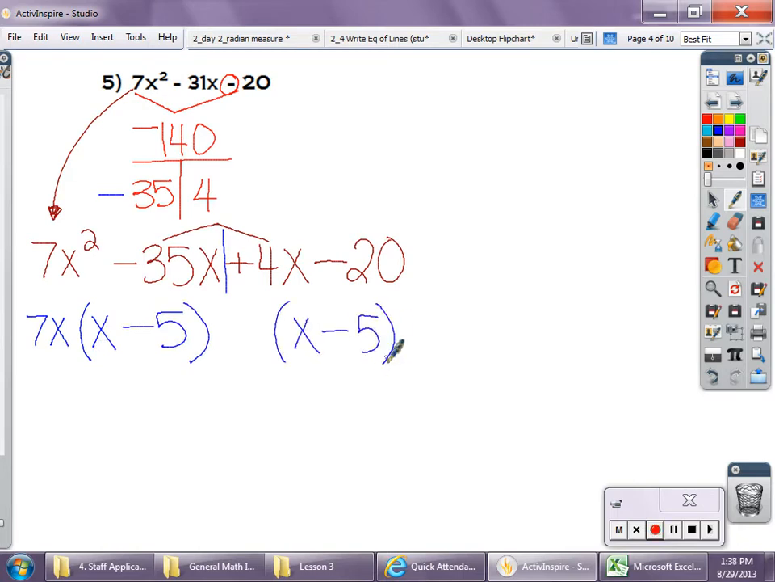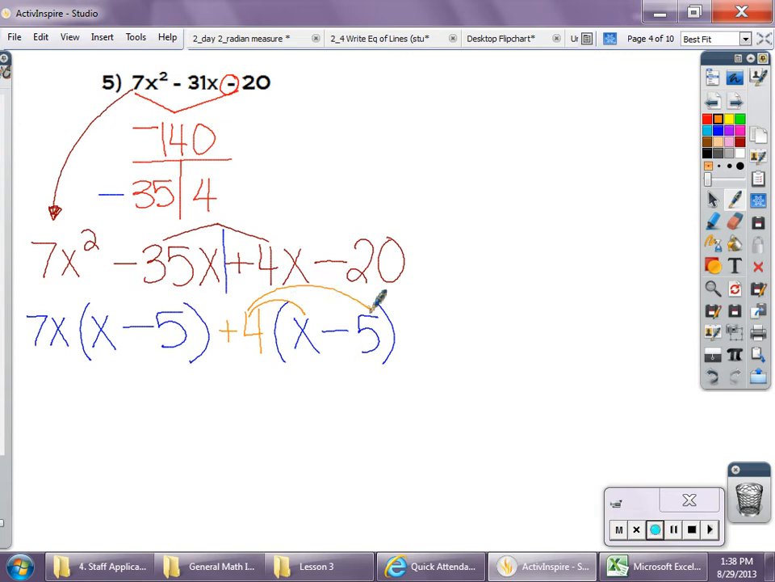So now I'm going to look at the values, and I'm going to say, is there a value that I can divide 4x minus 20 by so that I can have x minus 5 be the remaining factor? And that would be positive 4. How do I know that? Because 4x minus 20.